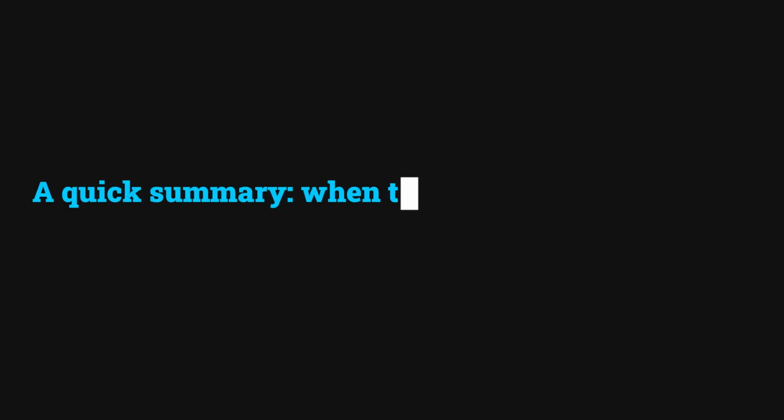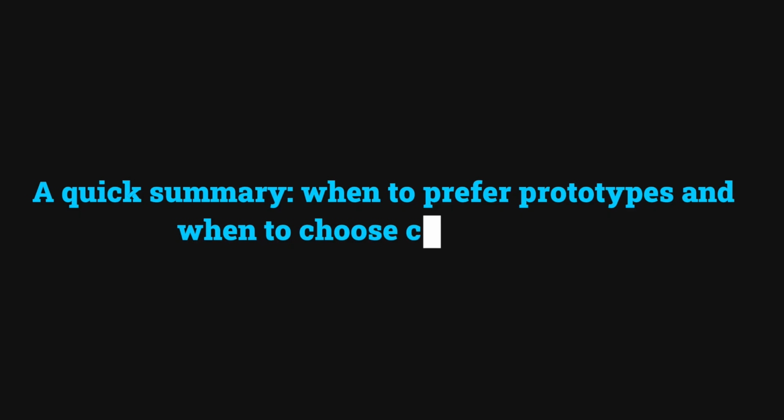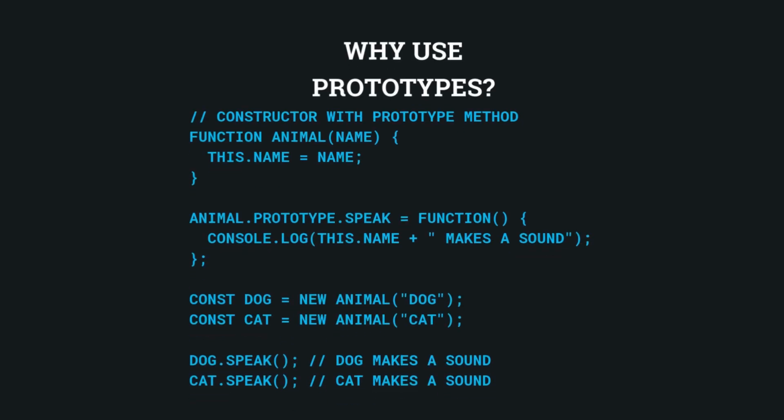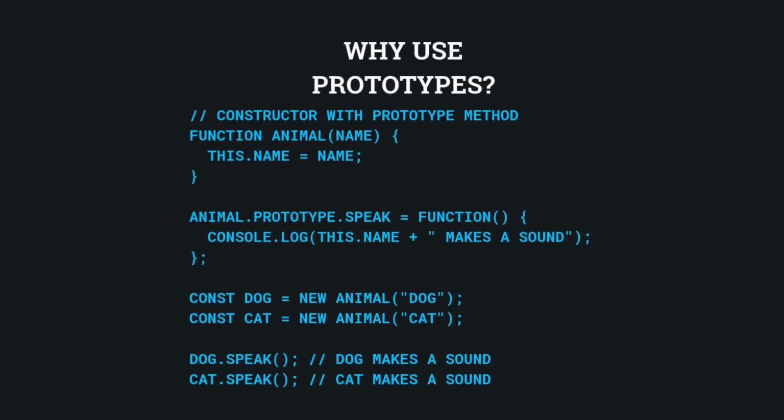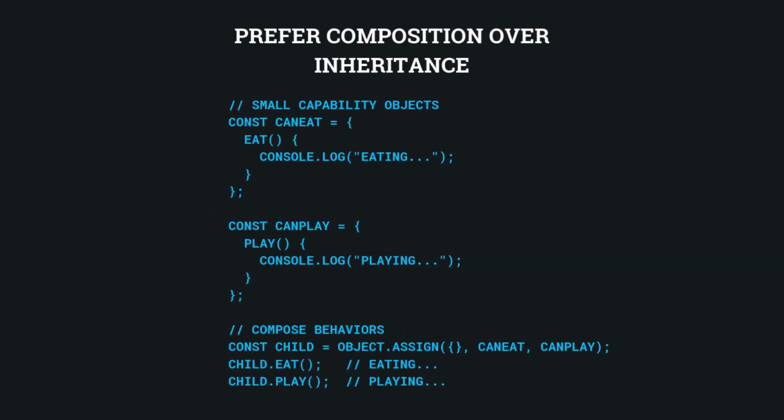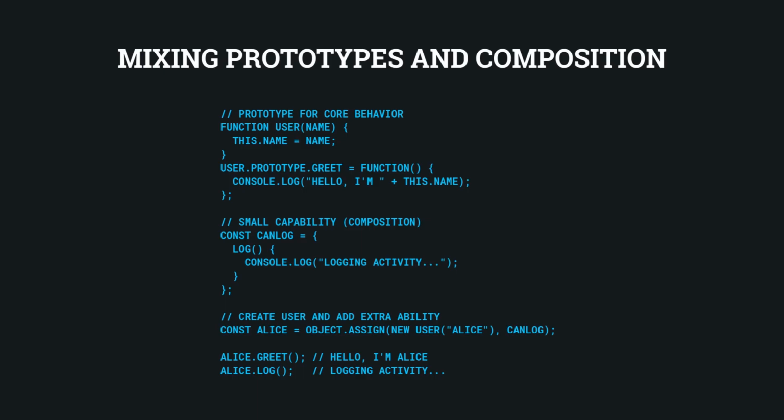A quick summary, when to prefer prototypes and when to choose composition. Use prototypes when you have many similar objects that share behavior. Prototypes are memory efficient and idiomatic in JS. Prefer composition and small capability objects when you need flexibility and to avoid fragile class hierarchies. Most modern code uses a mix, prototypes for core instance behavior, composition for cross-cutting features.